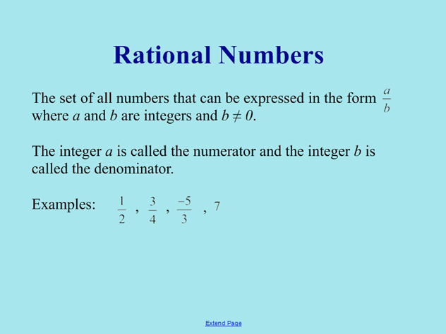The integer a, or the top of the fraction, is called the numerator, and the integer b, or the bottom of the fraction, is called the denominator. And of course, here you can see some examples. All of these are fractions, including the number 7, because of course it can be written as 7 over 1. So they're all fractions, and they are all rational numbers.